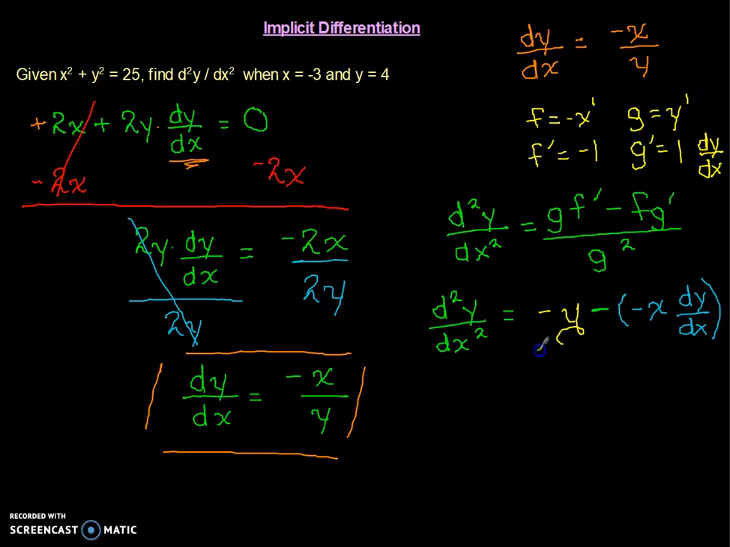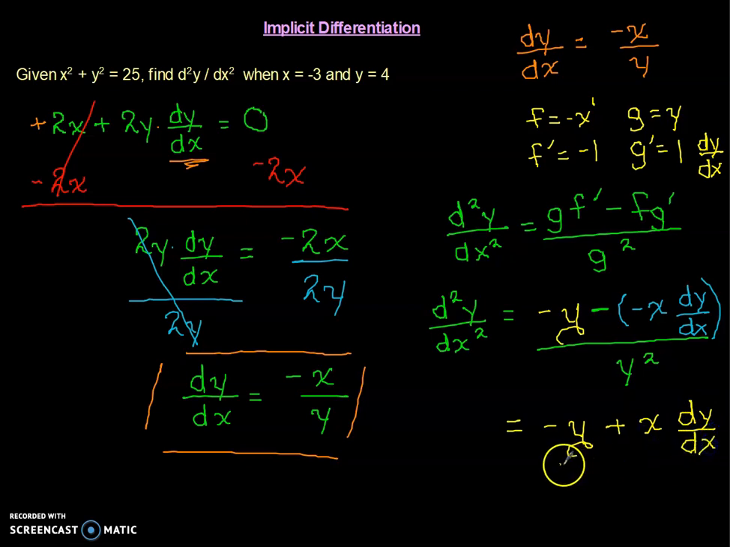All over g squared. It looks messy right now, but we're just going to clean it up afterwards. And I'm going to erase that 1 just because I keep thinking it's prime. Okay, so now to clean this up a little bit, we have negative y. We know that the minus and negative will give me plus x dy over dx over y squared.